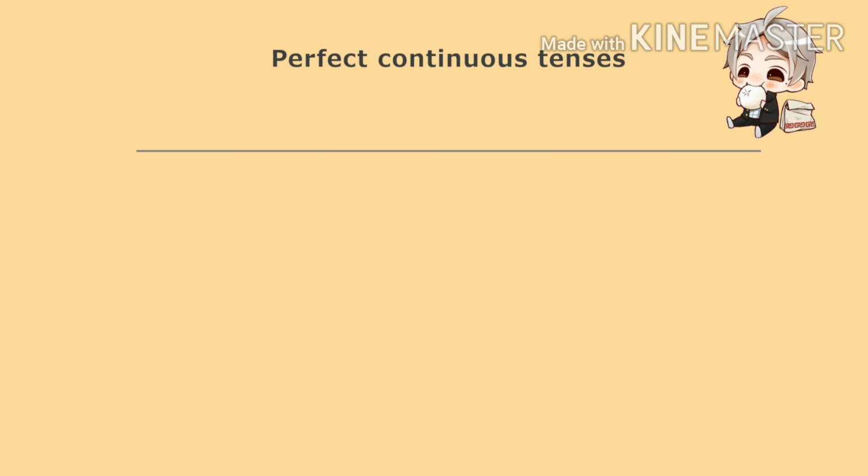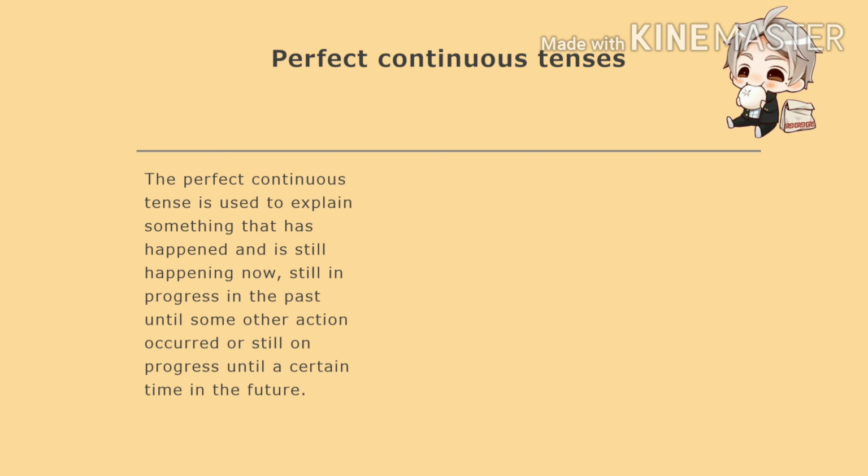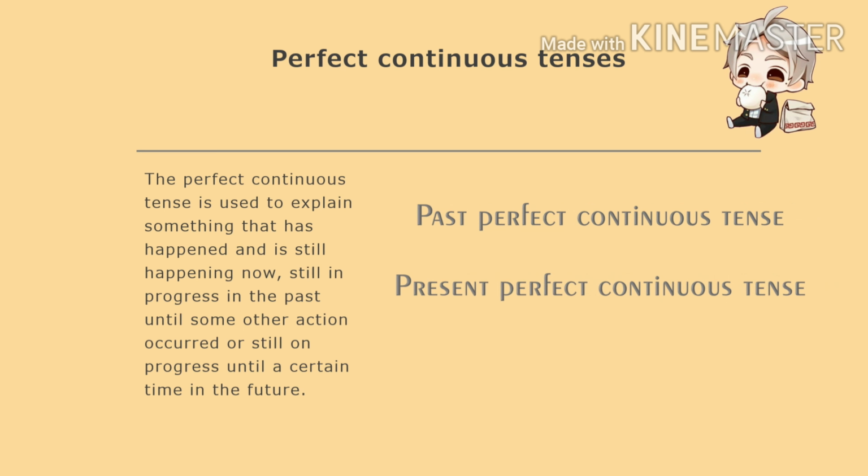Perfect continuous tenses. Now, the perfect continuous tenses are used to explain something that has happened and is still happening now, still in progress in the past until some other action occurred, or still in progress until a certain time in the future.